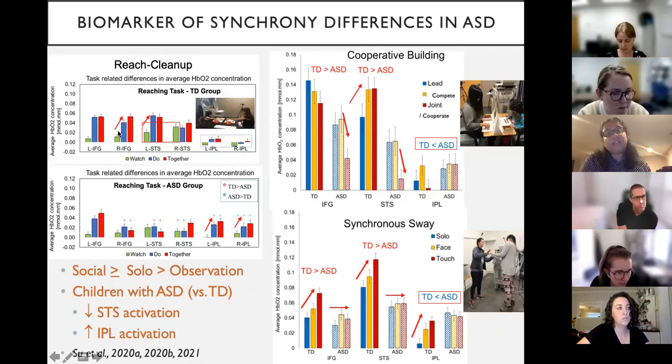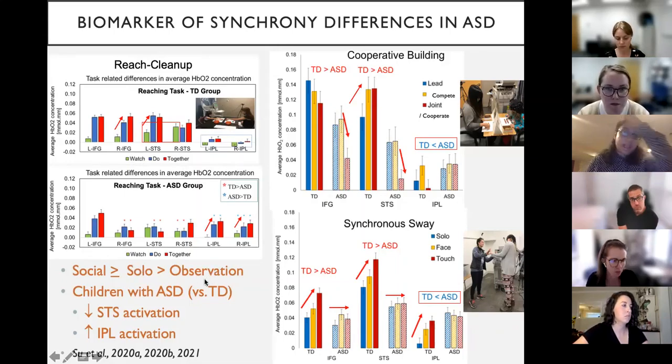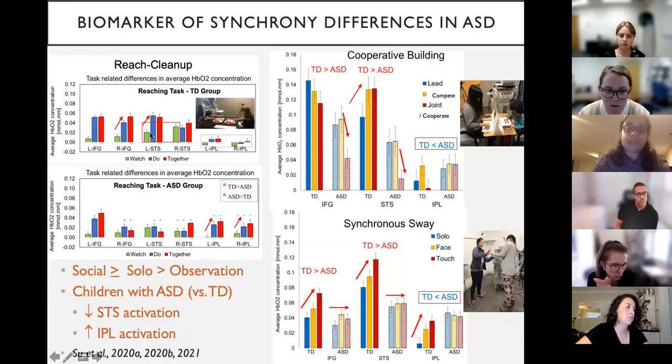And what you see is increasing levels of activation with, so first of all, movement in general leads to much more activation, cortical activation, than observation. And social, to some extent, leads to greater activation in some areas, but not that significantly more. So that was interesting, that movement in general leads to much more activation than observation. The other finding was group differences.